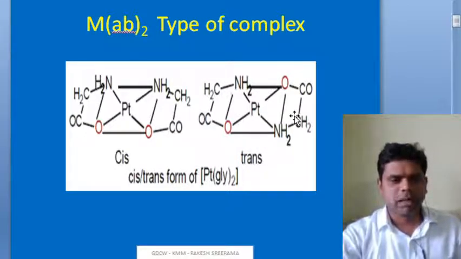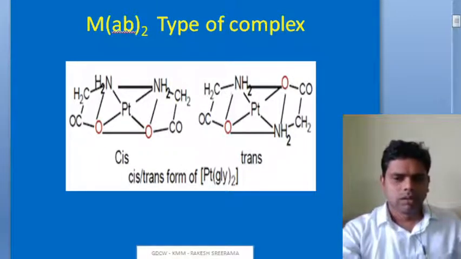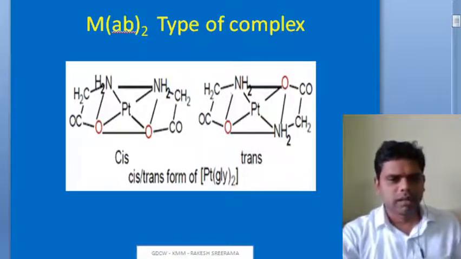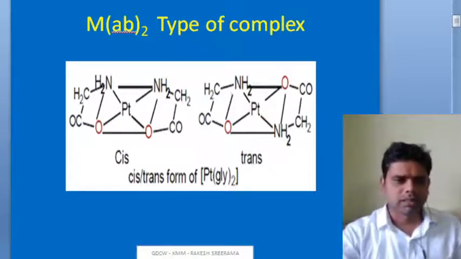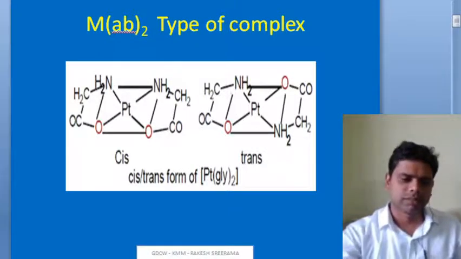And if similar kind of atoms are close, wherein here amines are close and oxygens are close, it results in cis geometrical isomer. So that's MAB2 type of complex, and it's a square planar complex. As we have already seen, only square planar complexes and octahedral complexes will form geometrical isomers.